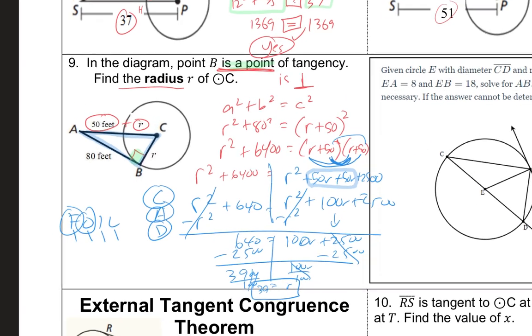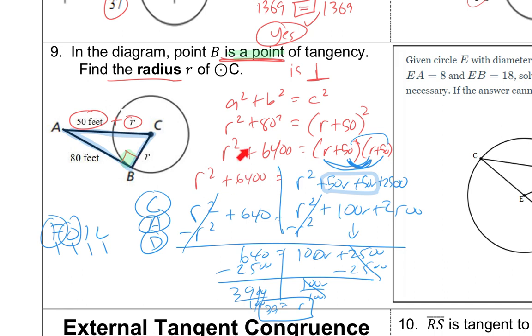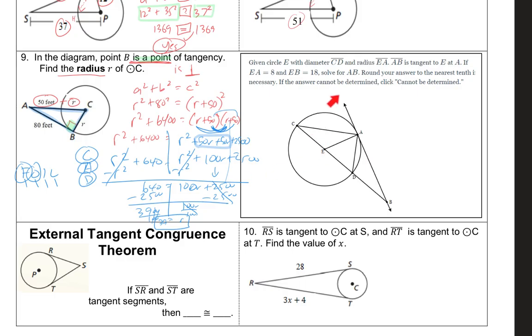I know that was quite tricky, but it's definitely doable, right? We just started well with our a squared plus b squared equals c squared. We set that up, we expanded that, we did all the multiplication, then we combined our like terms, and then we just solved, just like that. Okay, we're going to skip this problem right over here for right now.